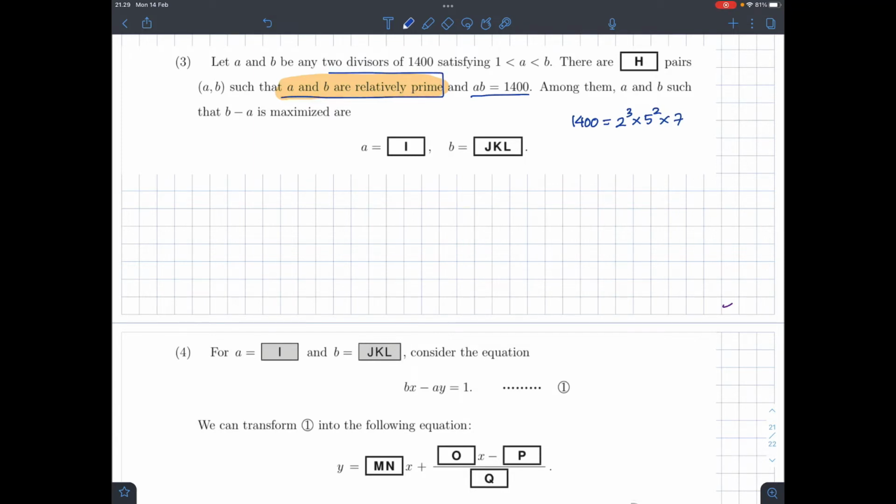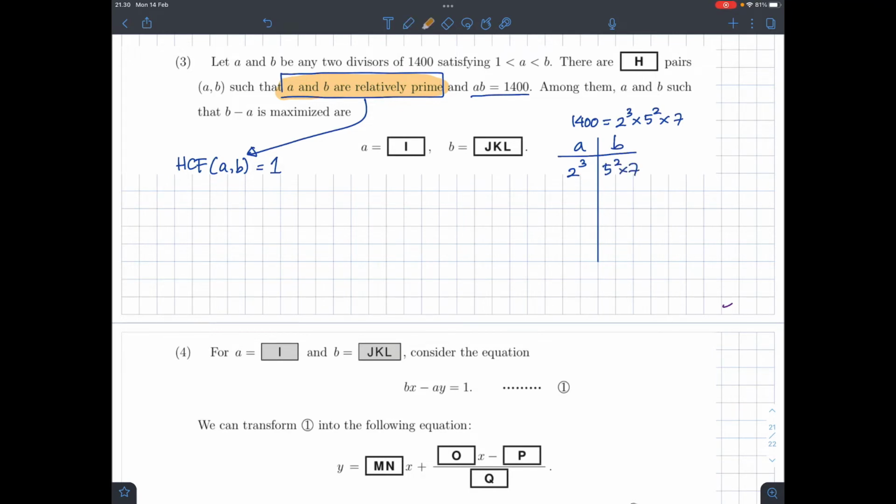This is very important. If you want A and B to be relatively prime, it means their common factor is 1. What we call the highest common factor, or HCF, between A and B should be 1. So the A and B that fulfill this condition only happen if A takes 2 to the power of 3, and B takes 5.